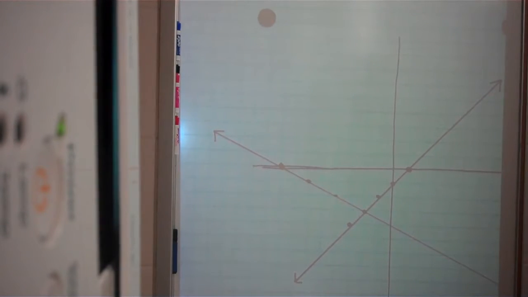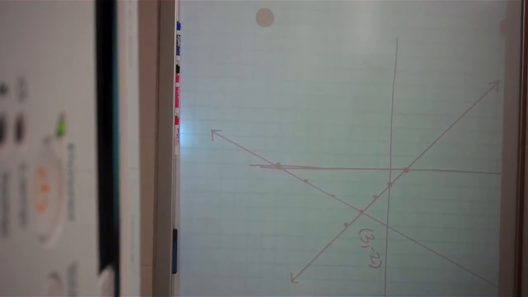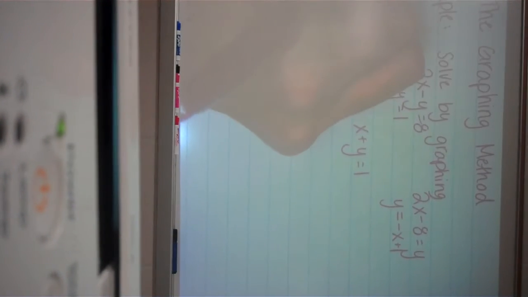You can now check this. We said the point 3, negative 2. We can check that in our system right here. So if I solve 2x minus y equals 8, as well as x plus y equals 1, I'm going to put in my x and y values. We said the point 3, negative 2, so I'm going to plug in 3 and negative 2 for my values.